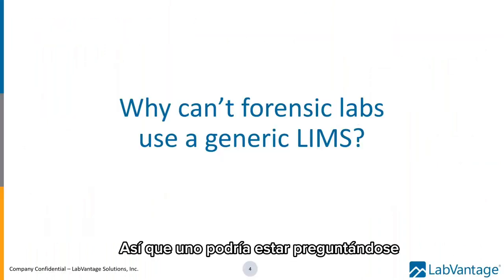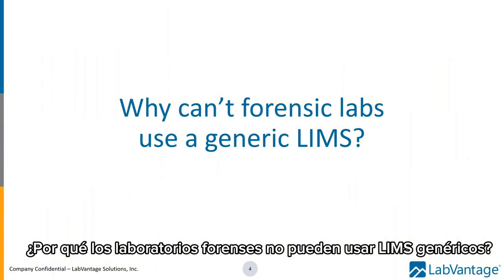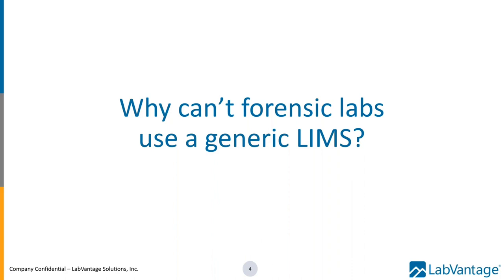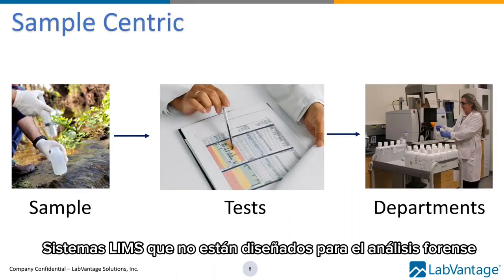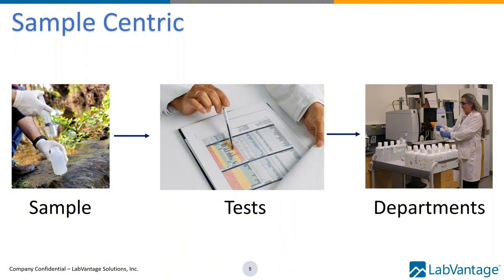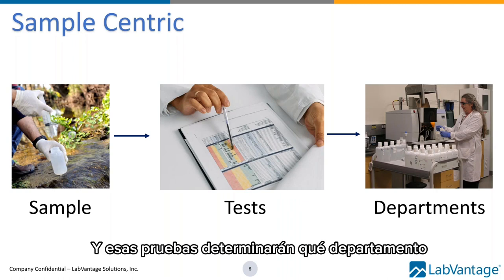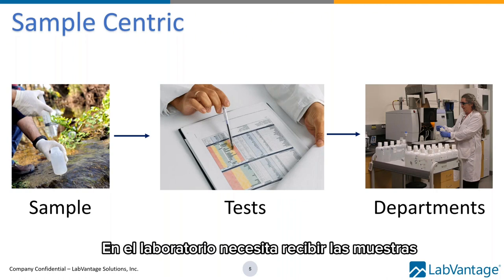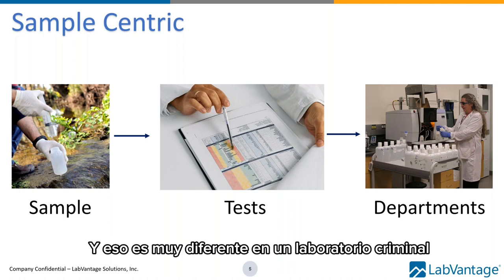So one might be wondering, why can't forensic laboratories use a generic LIMS? And I will explain. LIMS systems that are not designed for forensics tend to be sample-centric. The nature of the sample will determine what tests need to be run, and those tests will determine what department in the laboratory needs to receive the samples. And that's very different in a crime laboratory.